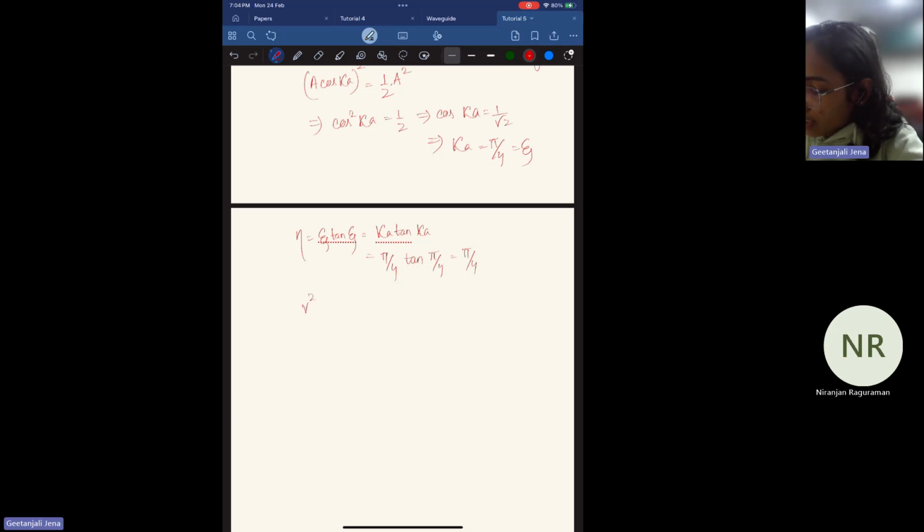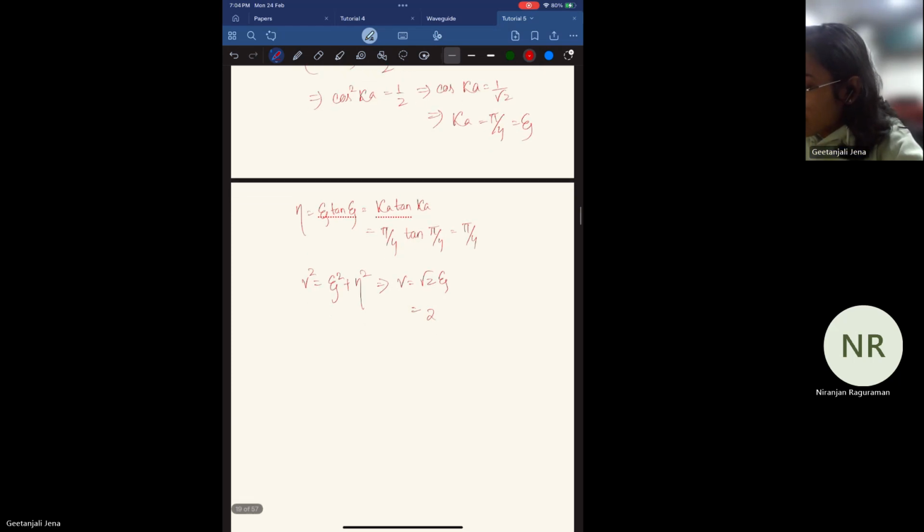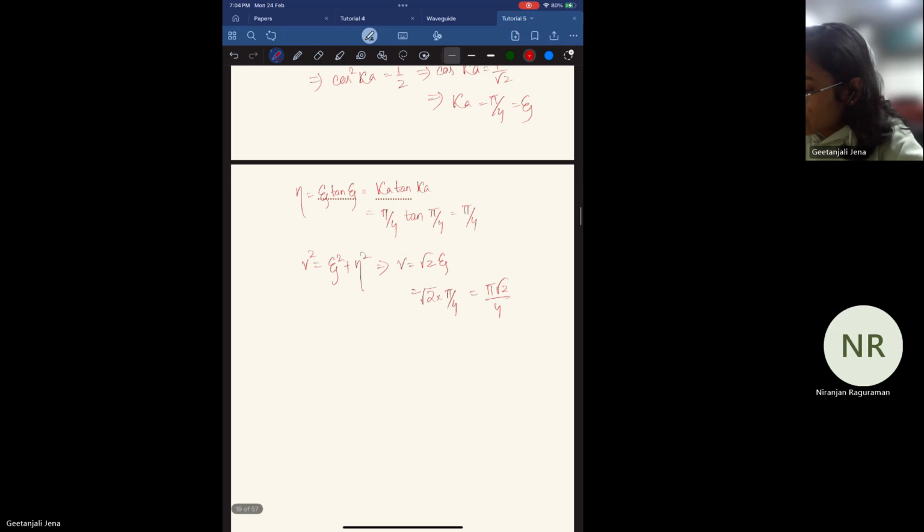Now for V, we need the relation V square is zeta square plus eta square, which will give V as, because zeta equal to eta, root 2 zeta, right? Because zeta square, if you take the square root, it will be zeta, and there is root 2 here. So root 2 pi by 4, pi root 2 by 4. So we got the V.